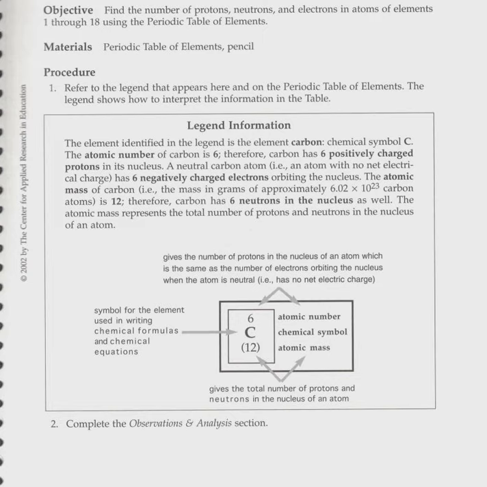Anyway, so we are going to be working on the little tiny boxes on the periodic table. And the little tiny boxes on the periodic table have a lot of information in them. The top number would be the atomic number. The atomic number, as I said before, is how many protons, or it also equals the number of electrons.